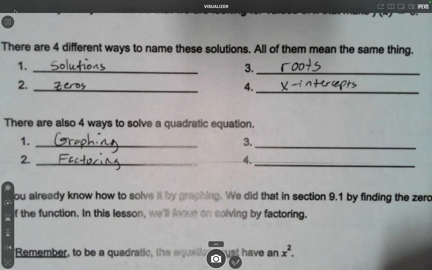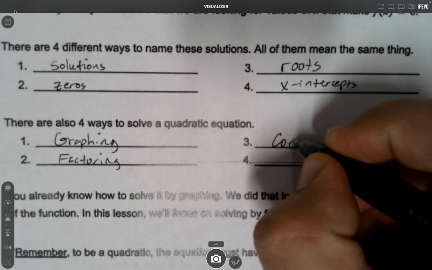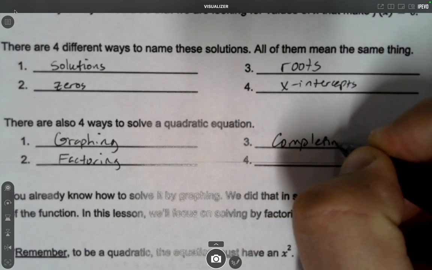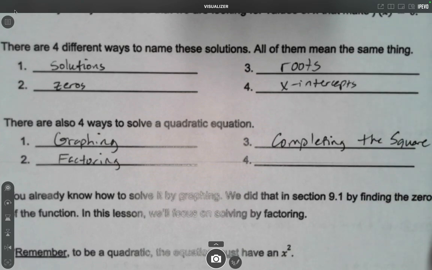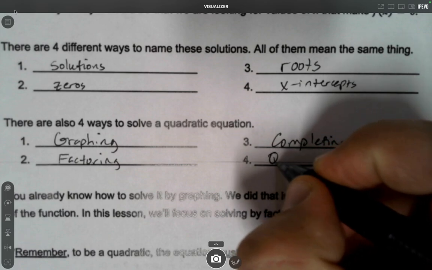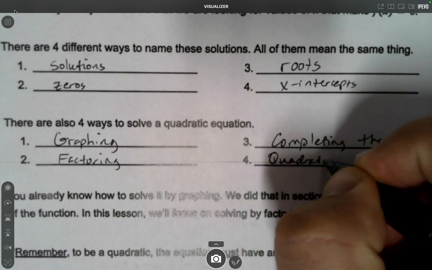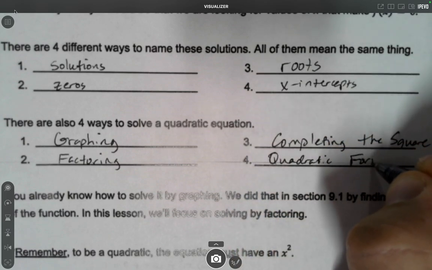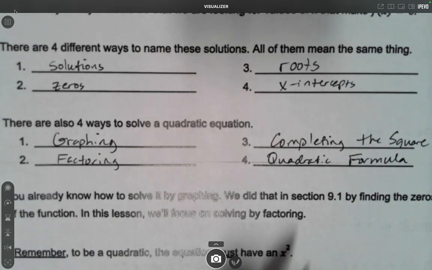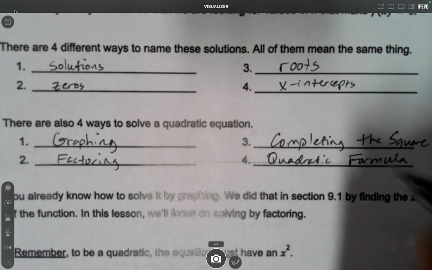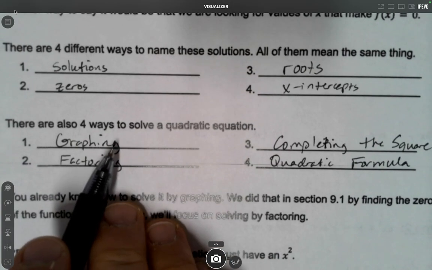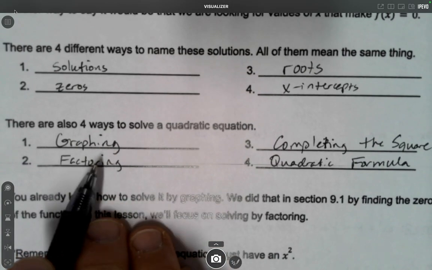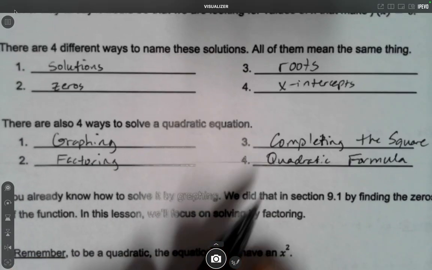And then 2 we'll do later are completing the square and the quadratic formula. So you don't have to know what these 2 are yet. This is just me trying to give an introduction because we already touched on the graphing a little bit in section 1. We'll do factoring today, and then we'll do these 2 later.